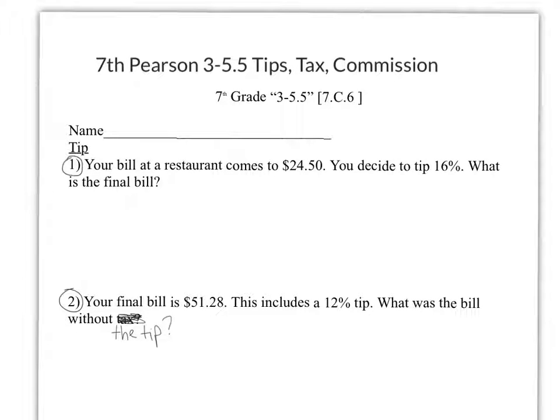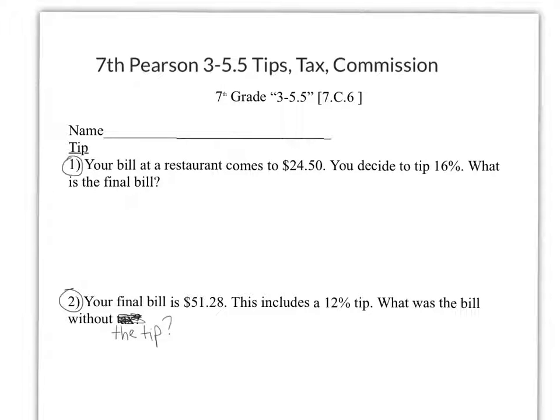So we're going to look at, this is not in your book, tips, tax, and commission. So problem number one, your bill at a restaurant comes to $24.50. You decide to tip 16%. What is the final bill?